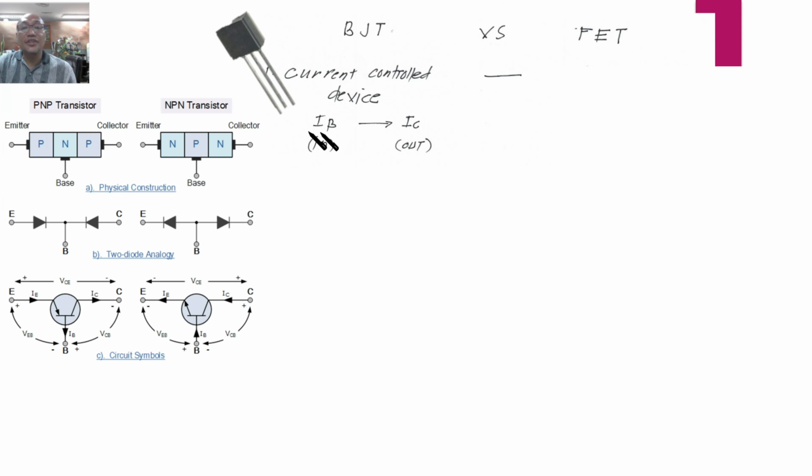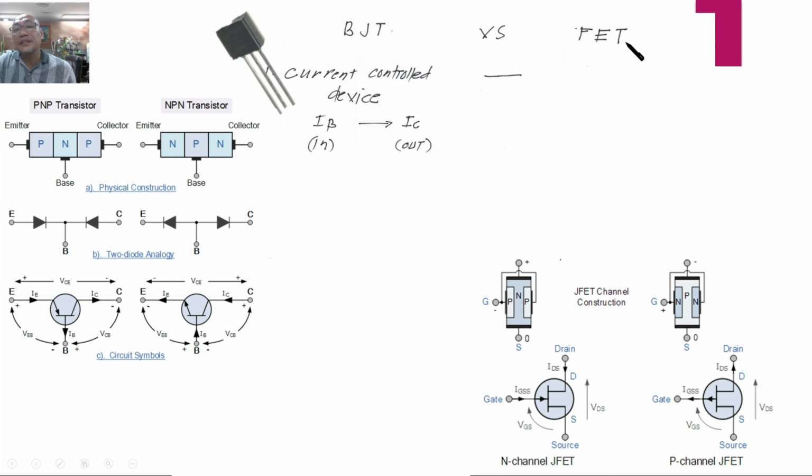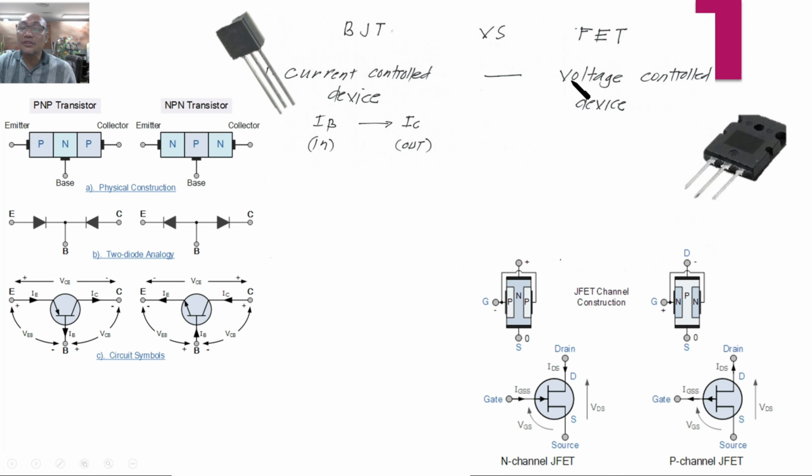That's why the relationship of IB and IC, which is defined by one of the parameters that we are using, which is beta, is equal to IC over IB. With respect to field effect transistor, it is considered to be a voltage controlled device.